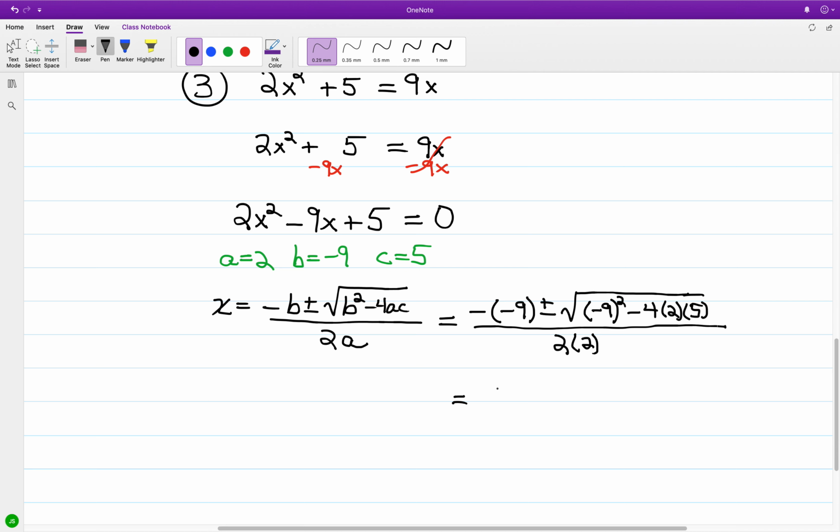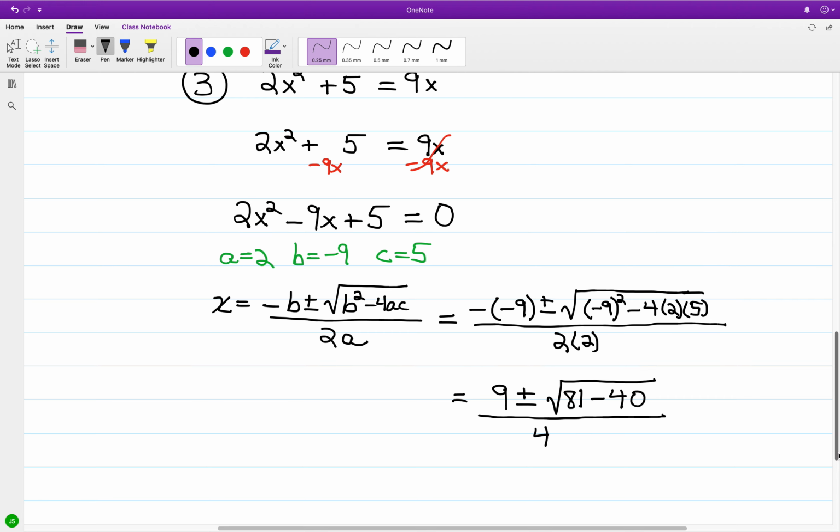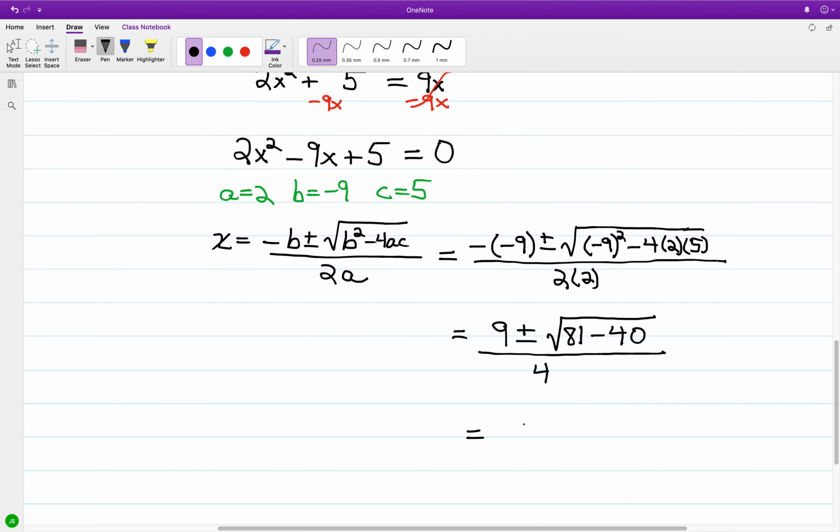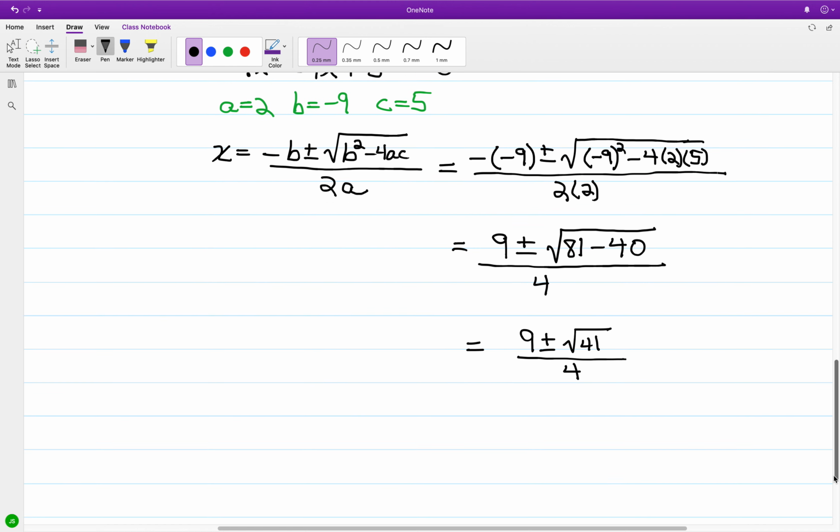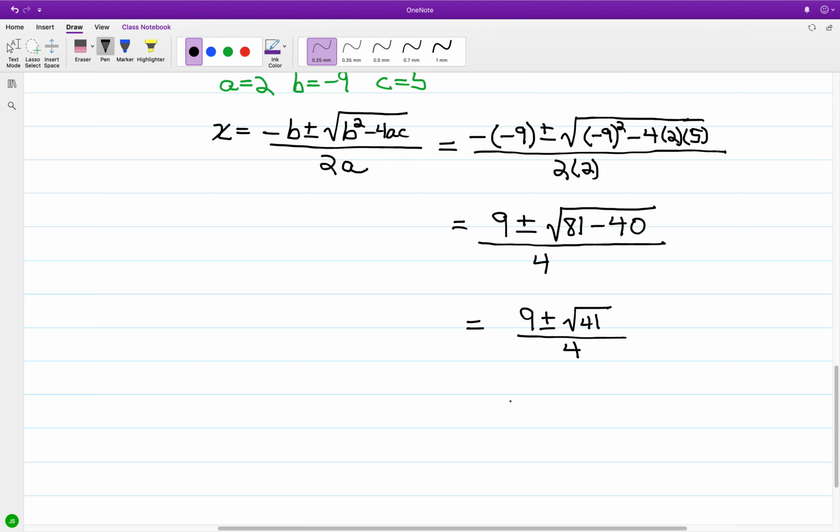As you get nearer to the set of solutions, at the front the negatives cancel out, so you have 9 plus or minus the square root. The square of negative 9 is 81. Negative 4 times 2 is negative 8, times 5 is negative 40. We have 2 times 2 is 4. And so we have 9 plus or minus the square root of 41 over 4. And this is, once again, the compact notation for this solution set.